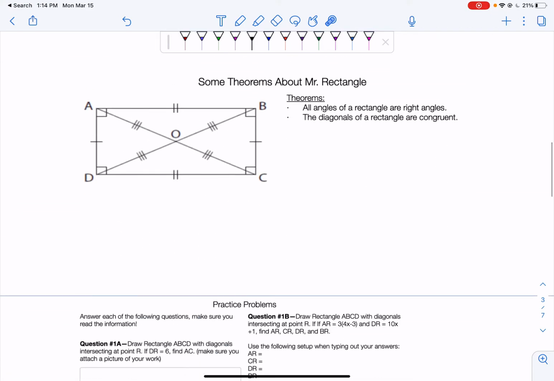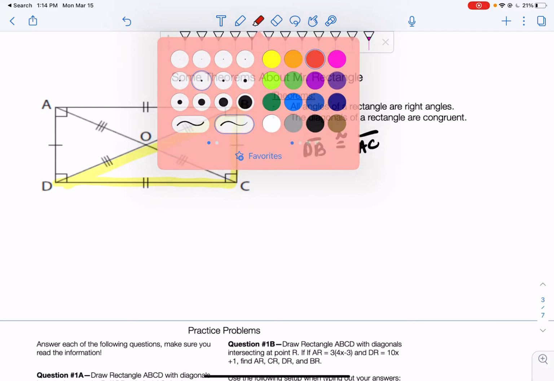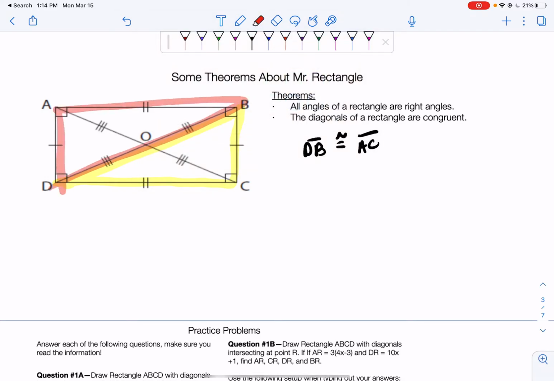So some theorems about Mr. Rectangle. There are 2 theorems. All angles are right angles. Diagonals are congruent. So I can say that DB is congruent to AC. My diagonals are congruent to each other. Also, if you look, I do have a right triangle right here, and then another right triangle right here. So I can also use some Pythagorean theorem in some of these questions.